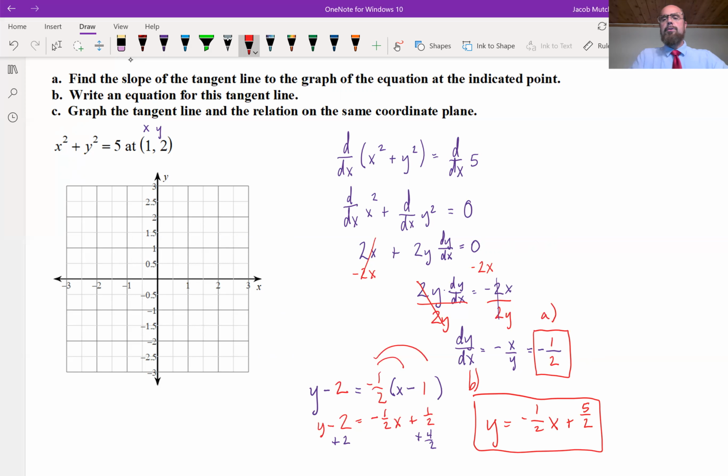So in part A, I took the derivative using implicit differentiation to find the slope of the tangent line. In part B, I've written the equation of the tangent line. And for part C, I want to put the two graphs together. So I want to graph that circle. I also want to graph that tangent line. And it'll be a good way for me to graphically check that that tangent line is a good equation.